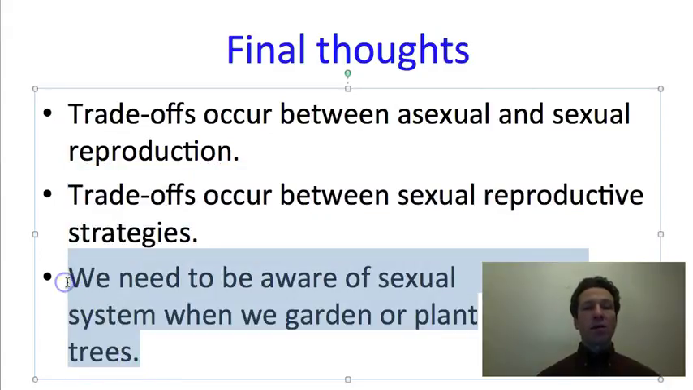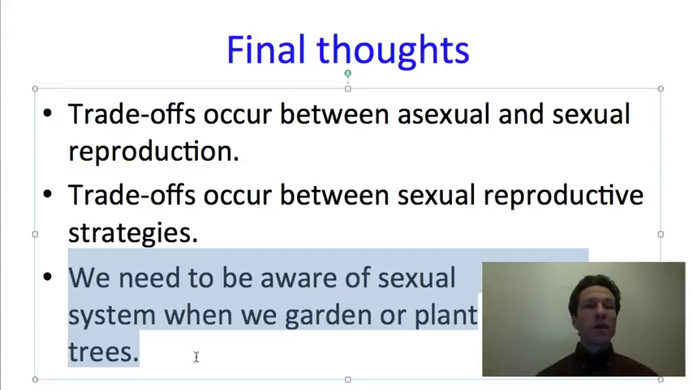And the last thought I'll leave you with is that when we garden or when we engage in farming or horticulture, we need to know about the sexual system. For example, if we plant female plants, we need to make sure we plant a male plant too, otherwise the female plant will not get pollinated.